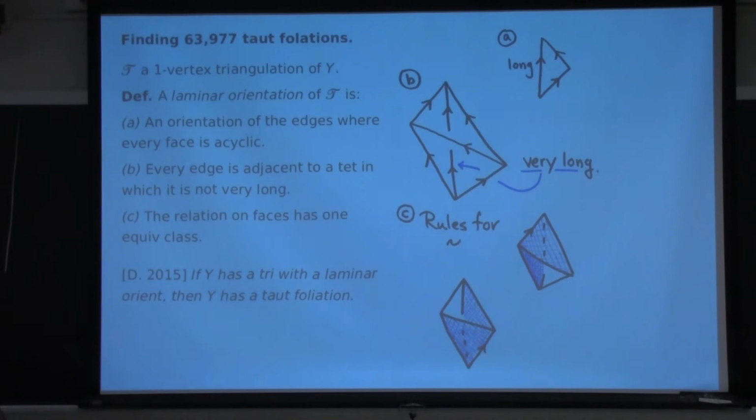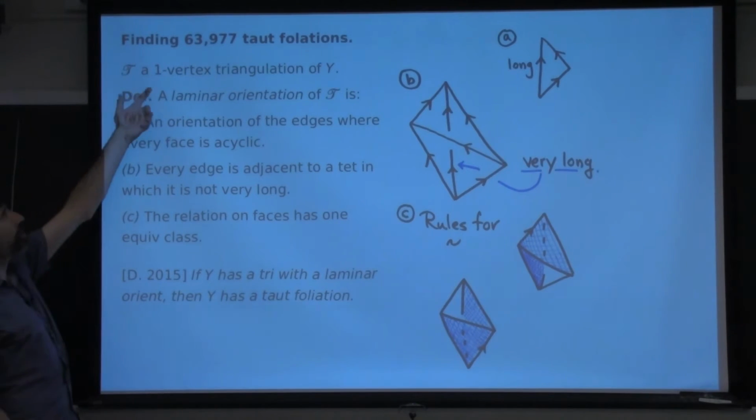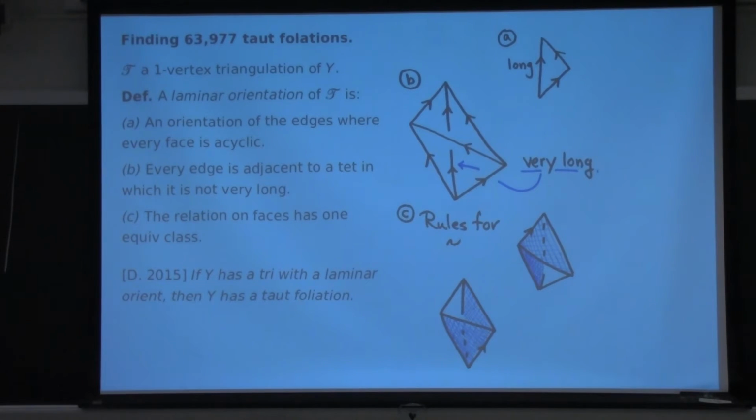So I found almost 64,000 taut foliations. And I did it by using a sort of combinatorial certificate. So it involved looking at triangulations of your three manifolds. So these are not like simplicial complexes. These are just CW complexes where your cells are tetrahedra and you're gluing faces together by affine maps. So in particular, the ones I was working with had only a single vertex.